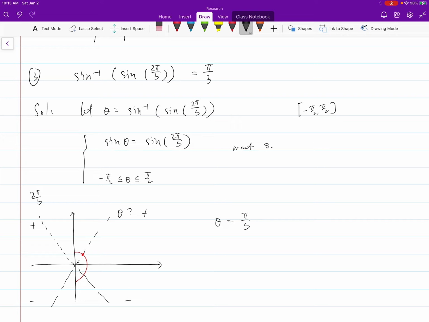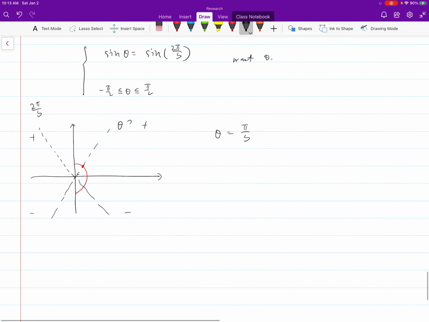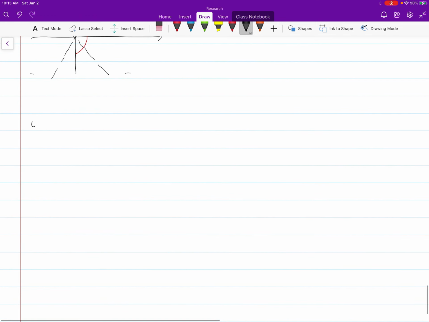So basically what you're asking is which angle belongs to the region, the interval, the domain, the range of my sine inverse that can produce the same sine value as 2 pi over 3 does. And the answer is pi over 3.